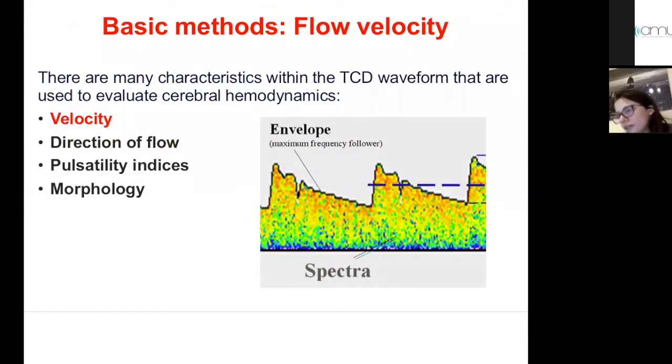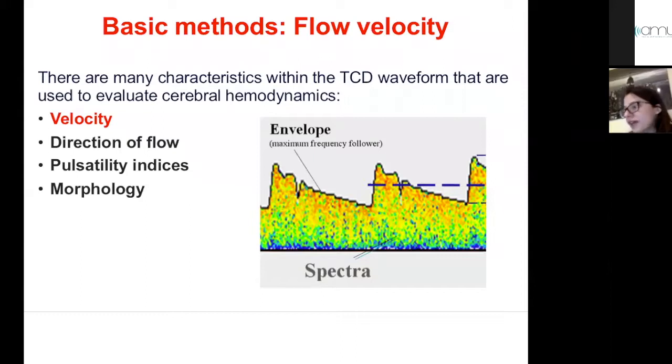So the systolic flow velocity is mainly dependent on the cardiac output and on the systemic hemodynamics, and it's not actually strictly dependent on the cerebral hemodynamics. So this is the part of the flow velocity which has the least changes in clinical practice.